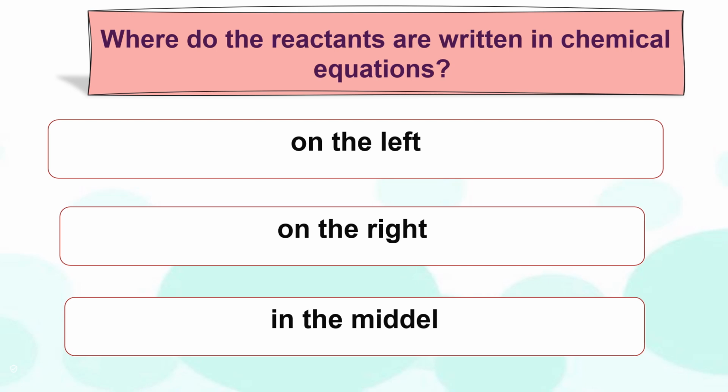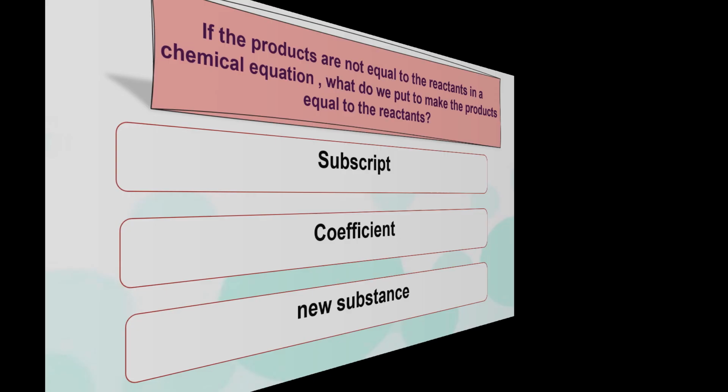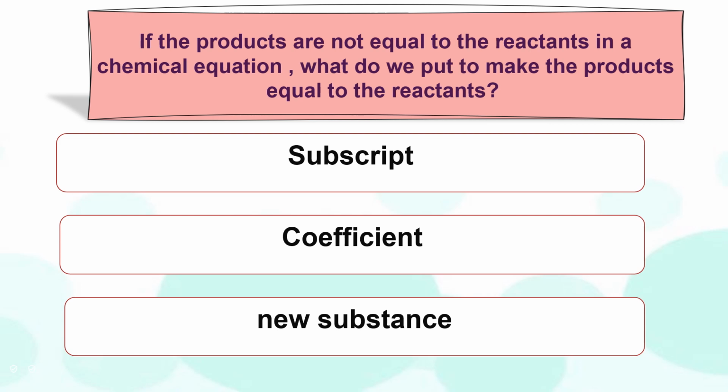Where are the reactants written in chemical equations? On the left, on the right, or in the middle? Reactants are on the left. If the products are not equal to the reactants in the chemical equation, what do we put to make the products equal to the reactants? Subscript, coefficient, or new substance? Coefficient. This is the number placed before the compound in the chemical equation to give us balance between the reactants and the products.